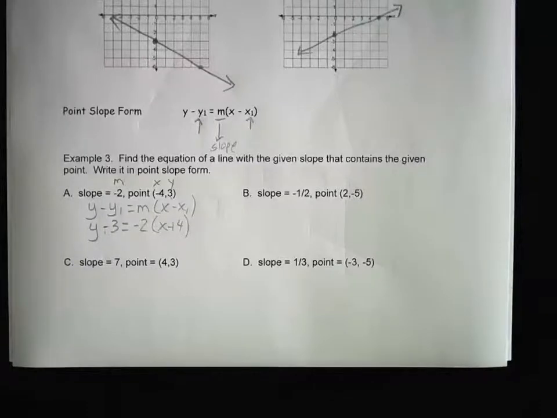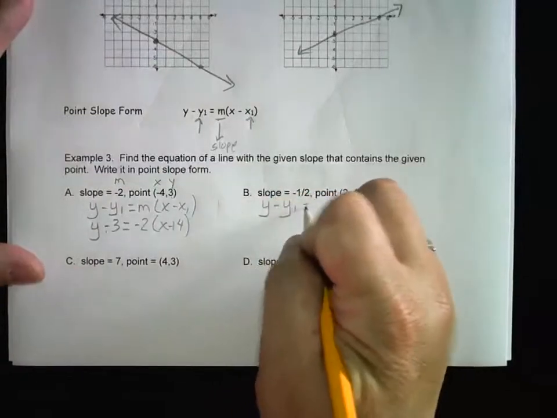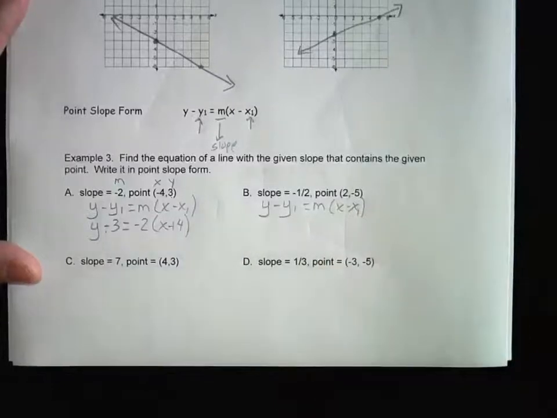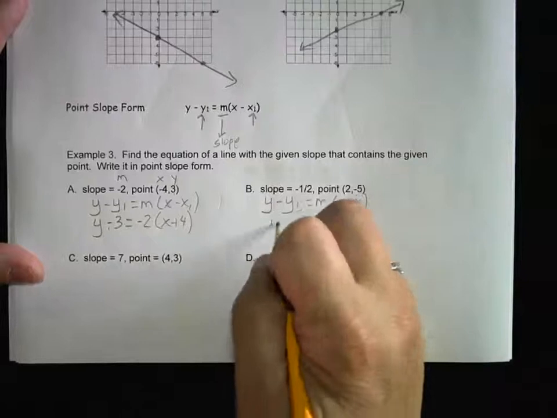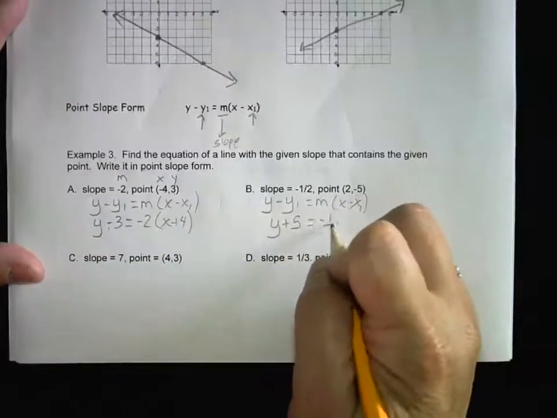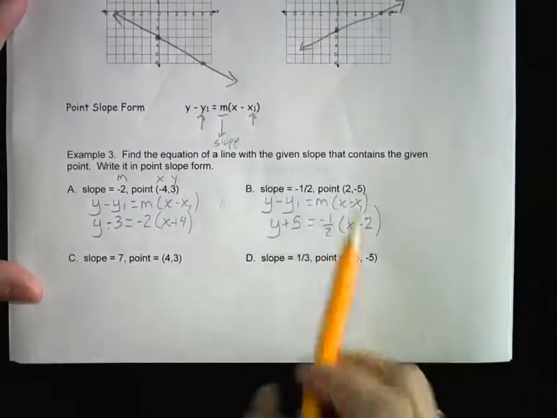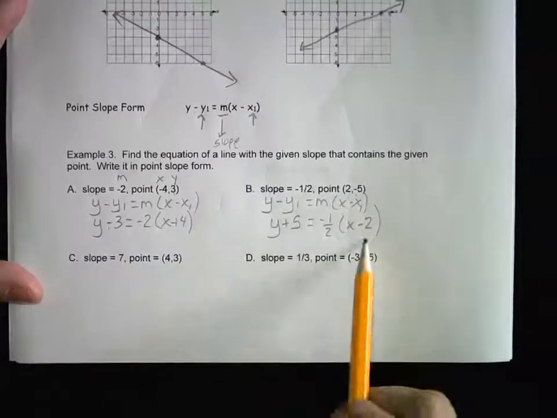Letter B, again, substituting into y minus y equals m times x minus x. And this is called point slope form because this is your point and this is your slope. So this becomes y plus 5 equals negative 1/2 x minus 2. This was a negative 5, so it becomes a positive. That was a positive 2, so it becomes a negative.